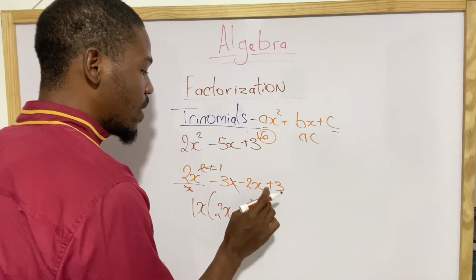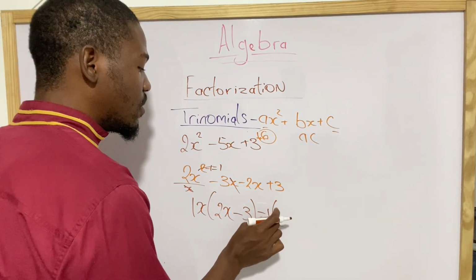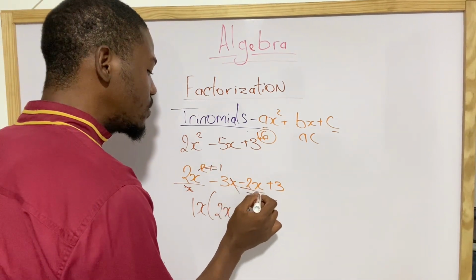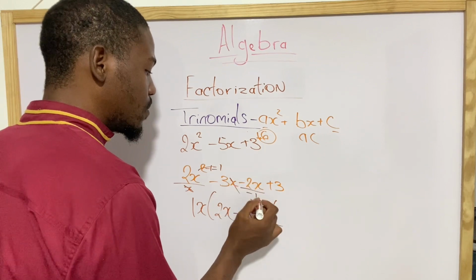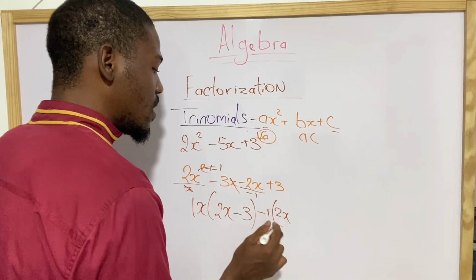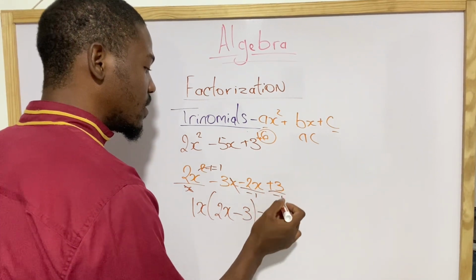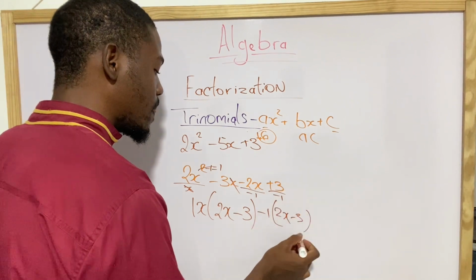So if you look here, we can't take out the x, so we just take out only the 1. In taking out negative 1, this is going to be a positive 2. So all that we're left with is positive 2x. And then negative 1 divided into negative 3 is going to give me a negative 3.